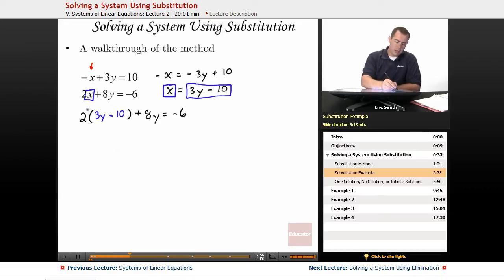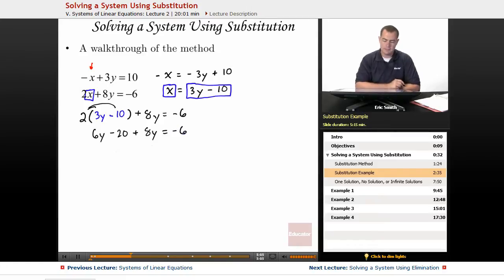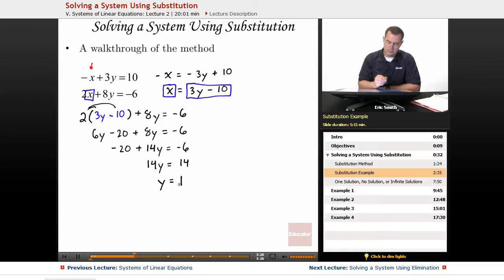I'm going to distribute through by my 2, end up with 6y minus 20 plus 8y equals negative 6. Okay, not bad. Now let's go ahead and combine our y terms. So 6 plus 8 is 14y. And then let's go ahead and add 20 to both sides. So 14y equals, negative 6 plus 20 is 14. Finally, divide both sides by 14 and get y equals 1.